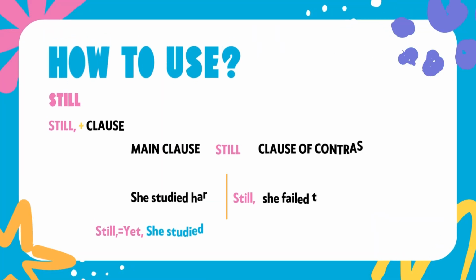Still, we use still with a clause. She studied hard. Still, she failed the exam. We use yet instead of still. We put still with a comma and then the clause of contrast.